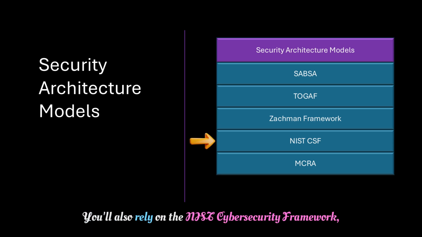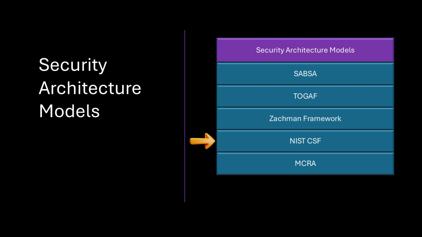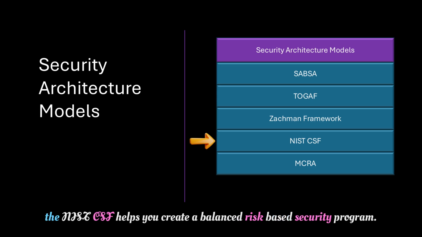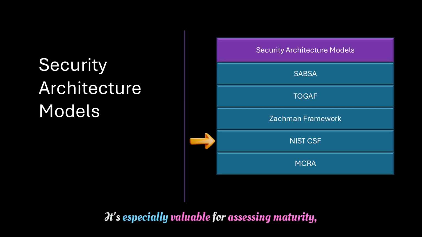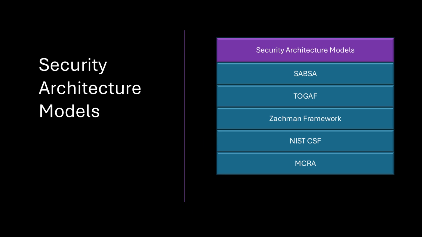You'll also rely on the NIST Cybersecurity Framework, which is one of the most widely recognized models in the industry. Built around 5 core functions: identify, protect, detect, respond, and recover. The NIST CSF helps you create a balanced, risk-based security program. It's especially valuable for assessing maturity, prioritizing actions, and communicating risk to non-technical stakeholders.